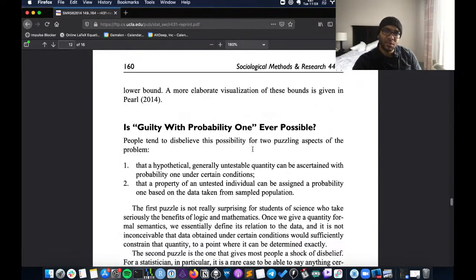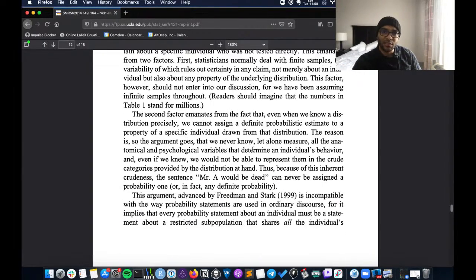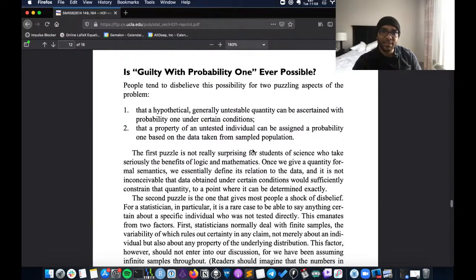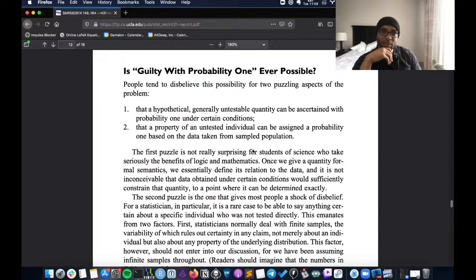So great. This looks like maybe all right. Kind of wrapping it up here. Guilty with probability whenever possible. People tend to disbelieve this possibility for 2 puzzling aspects of the problem. That a hypothetical, generally untestable quantity can be ascertained with probability under certain conditions. That a property of an untested individual can be assigned a probability 1 based on the data taken from a sampled population.